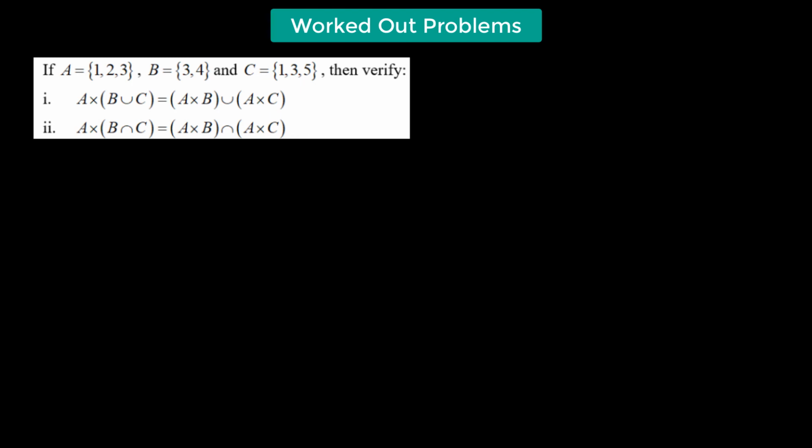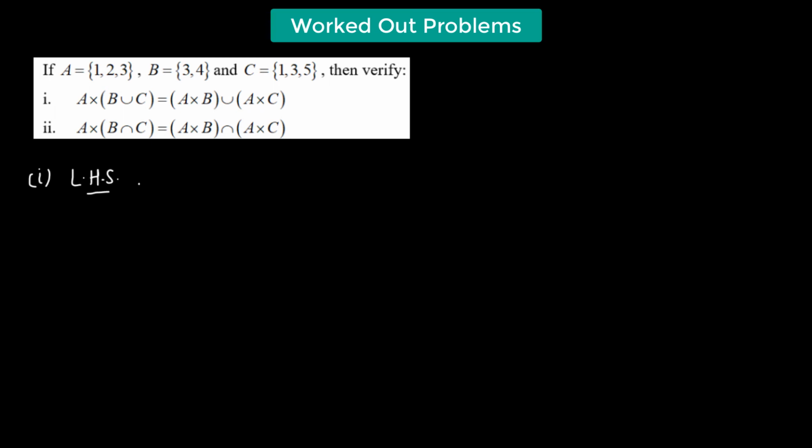So here we have three sets, A, B, and C. A contains the elements 1, 2, and 3. B contains 3 and 4, while C contains 1, 3, and 5. So we have to verify that the Cartesian product of A with B union C is equivalent to the Cartesian product of A and B union the Cartesian product of A and C. So let's begin with the first part. We'll start with the left hand side.